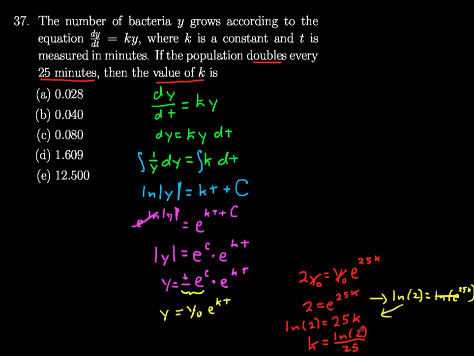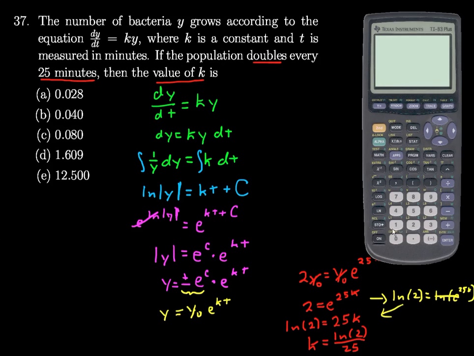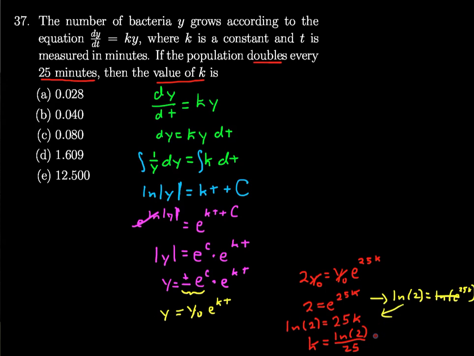Now that's exact equality there. These are not exact, and we can get that pretty easily. Just jump to the calculator now. So let's pull this up, and let's see what we have. Okay, so I want to find the natural log of 2 divided by 25. And I can see that it is approximately 0.028. That's great. So let me write that in here. So that's approximately 0.028. And that is answer choice A.